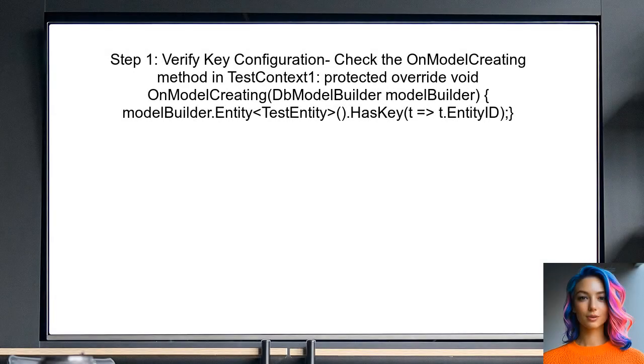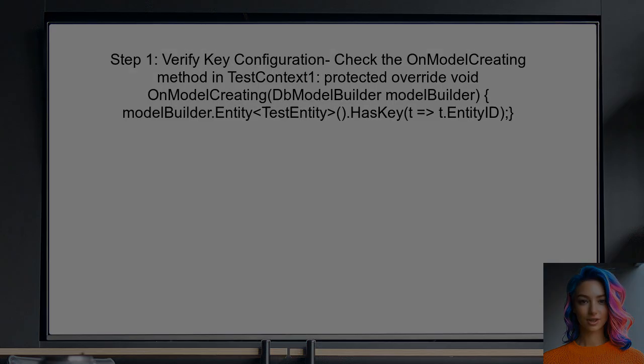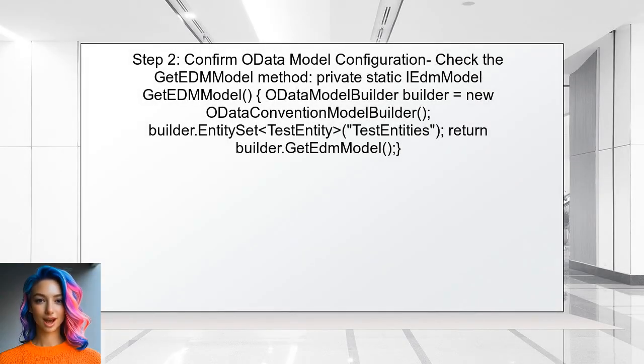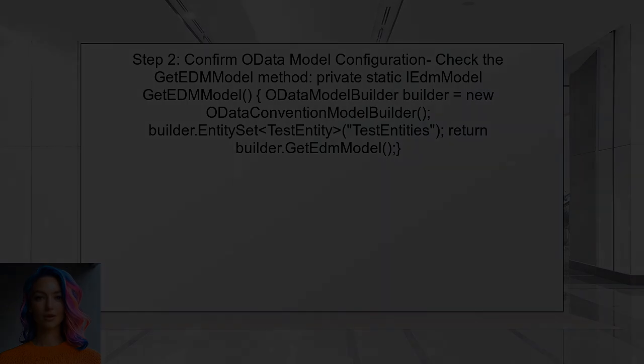To address the issue where the entity does not have a key defined, the user should first ensure that the key configuration is correctly set in the entity model. This is done in the OnModelCreating method of the DbContext. Next, the user should confirm that the OData model is correctly configured to recognize the key. This involves ensuring that the OData ConventionModelBuilder is set up properly.